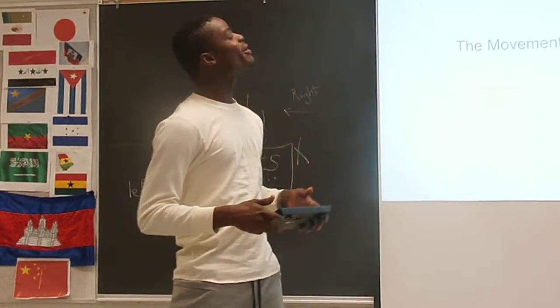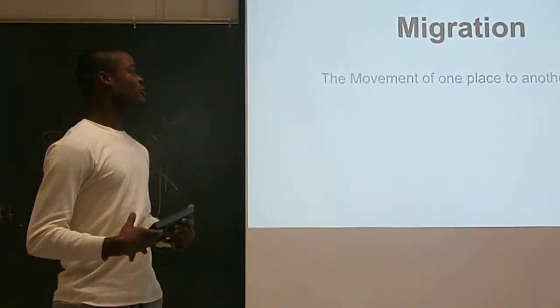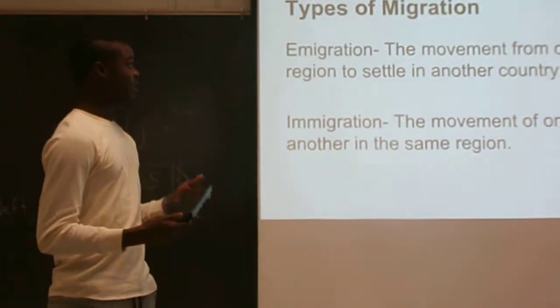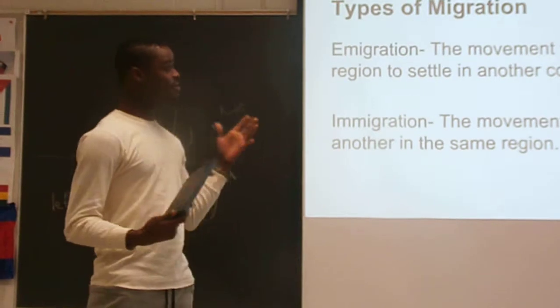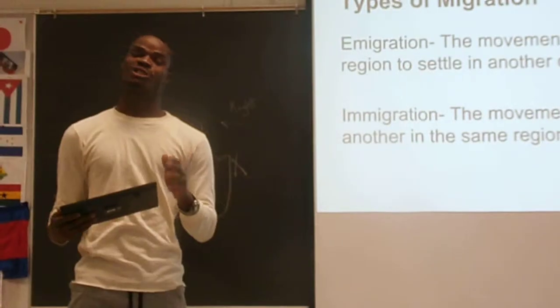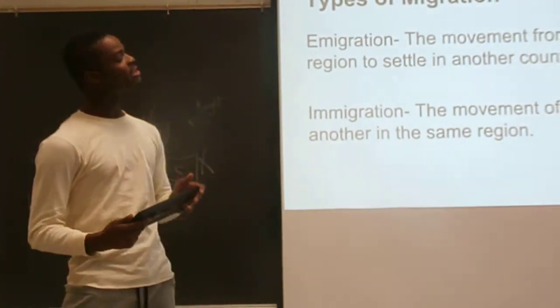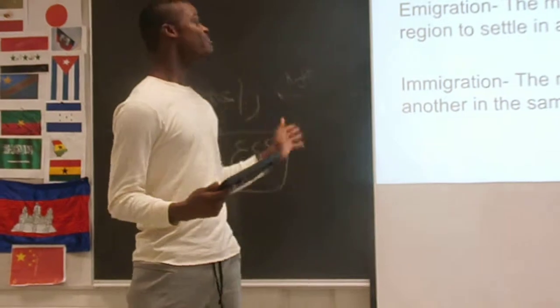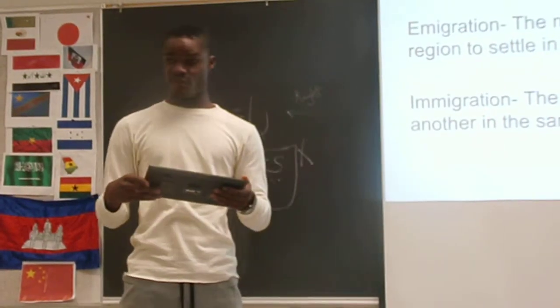Well, today I'm talking about migration. Migration is the movement from one place to another. Basically, there are two types of migration: emigration, E-M, and immigration, I-M. Emigration is the movement from one country to settle in another country. Immigration is the movement from one place to another within the same region.